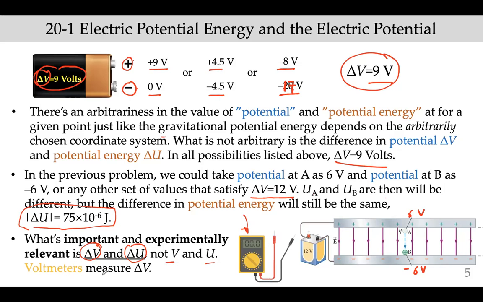And indeed, voltmeters measure potential difference. So when you use the voltmeter and connect these to the terminals of the battery, what you measure is 12 volts. In fact, that's the delta V, the potential difference between the terminals of the battery. So with the voltmeter, you don't measure potential at a point, but you measure potential difference between these two probes.